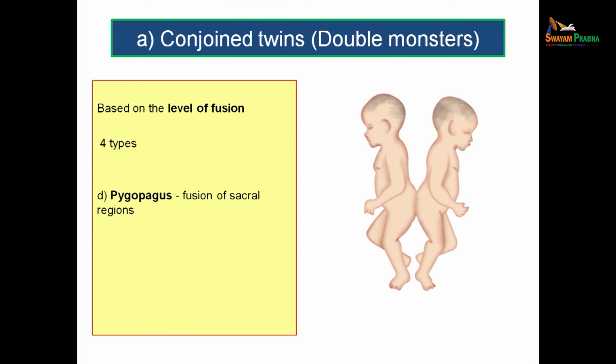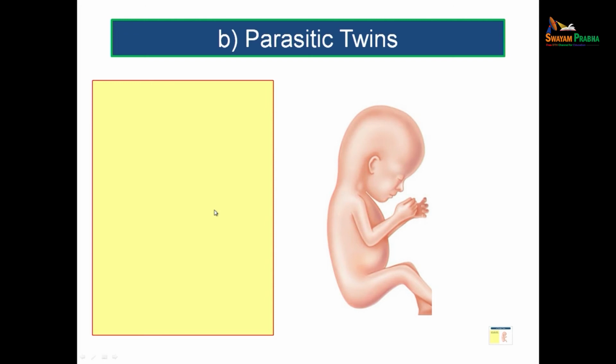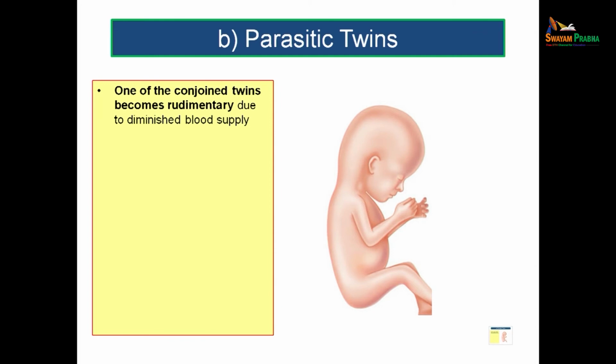And the last variety under the heading of conjoined twins is pygopagus. What do you mean by pygopagus? If the fusion happens at the sacral region, you call it as pygopagus. Still there are many patterns of fusion, but these are the 4 major types of fusion which are classified under conjoined twins. Now, what do you mean by a parasitic twin? Actually, one of the conjoined twins becomes rudimentary due to diminished blood supply. That is, there will be difference in the blood supply between the twins.